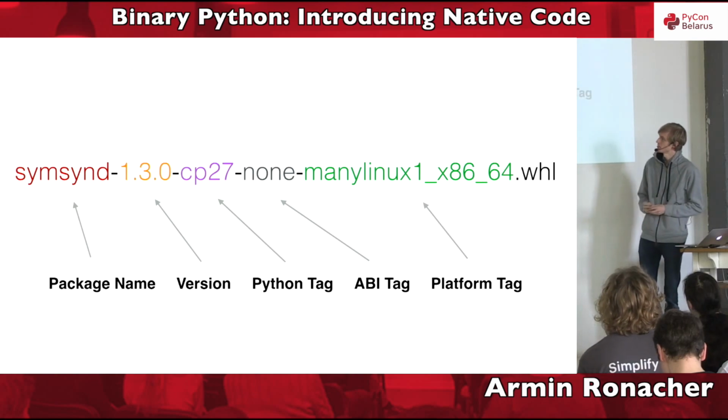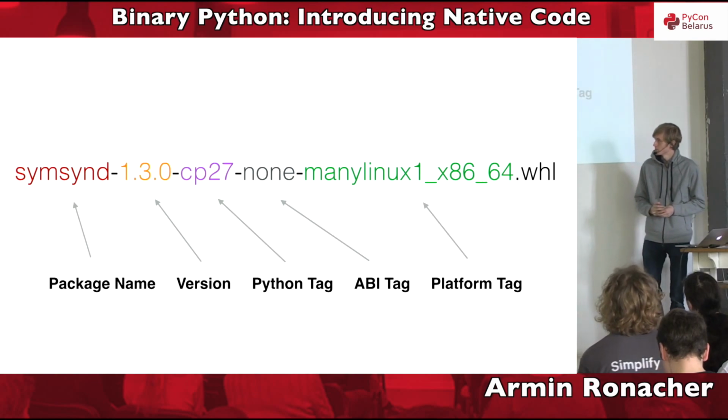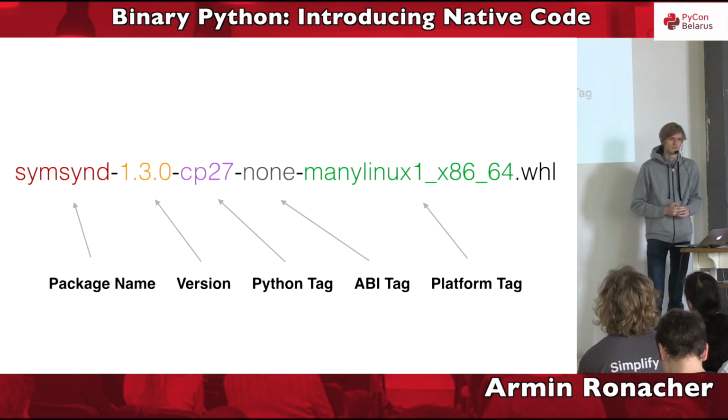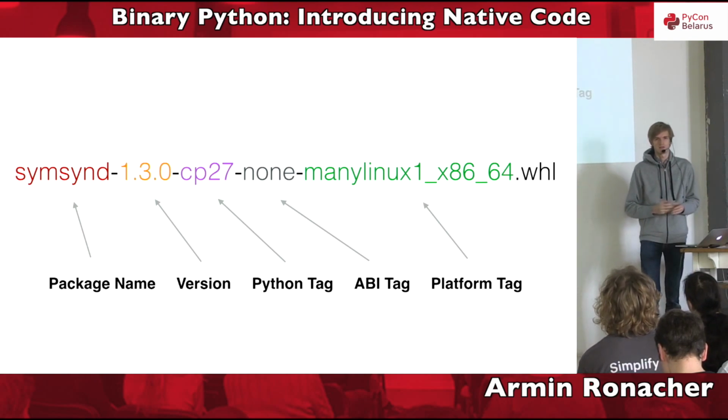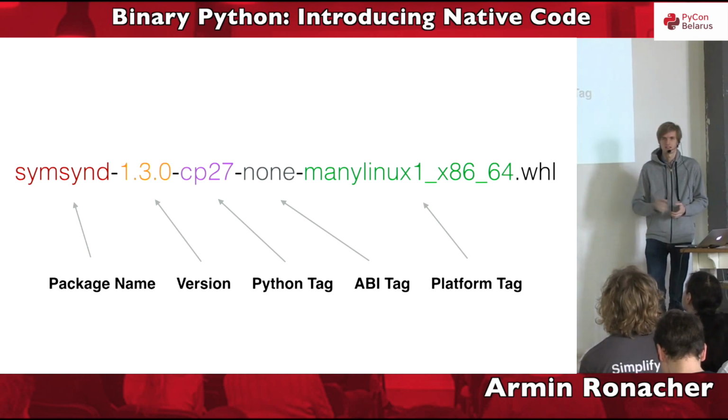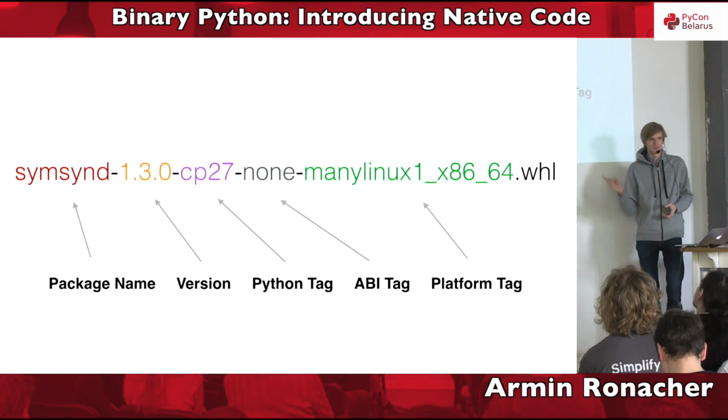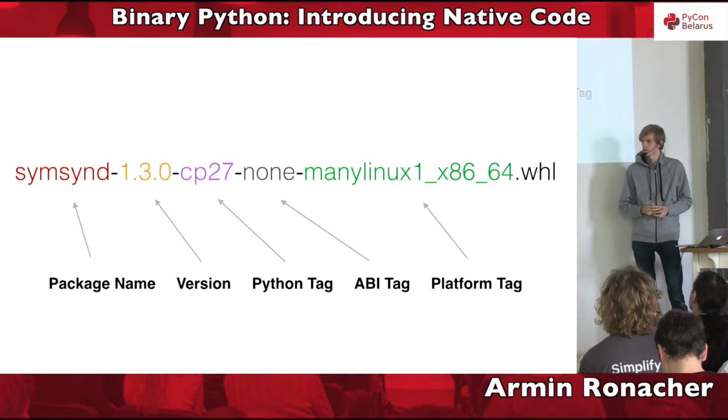So this is one of our packages. It's SymSynth. It's a package that deals with symbolication of crashes. So this is linking against LLVM. If you download the source tarball, it's, I think, 27 megabytes of C++ source code.